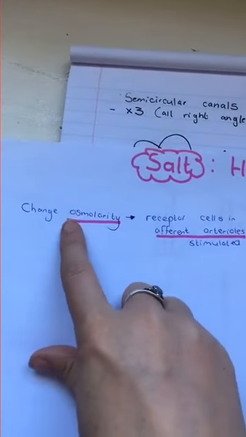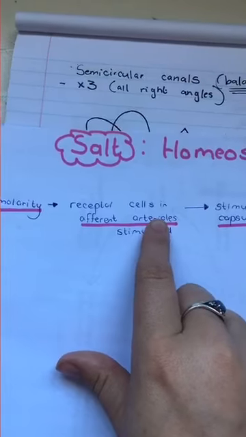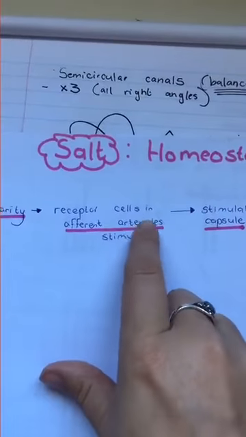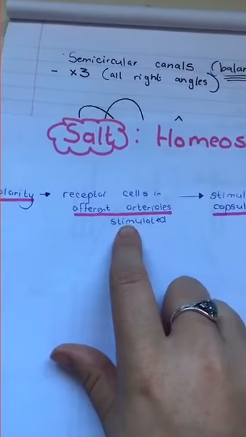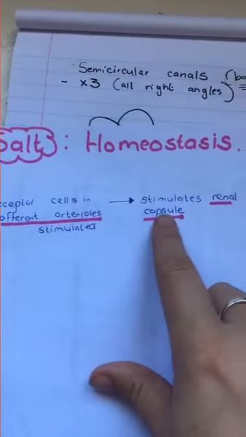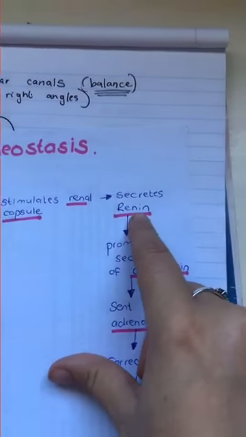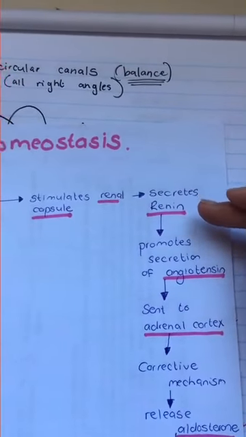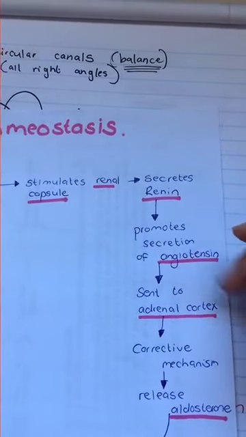So if you change the osmolarity, there are going to be receptor cells in the afferent arterioles. Where are these afferent arterioles? Remember, these are the arterioles that go into the glomerulus of the Malpighian body. That's grade 11 work, everybody. That's why you should keep your grade 11 stuff. Now, those afferent arterioles stimulate the renal corpuscle, and that corpuscle secretes renin. Renin is like a stimulating enzyme, and it gets this whole process going. That renin promotes the secretion of angiotensin.